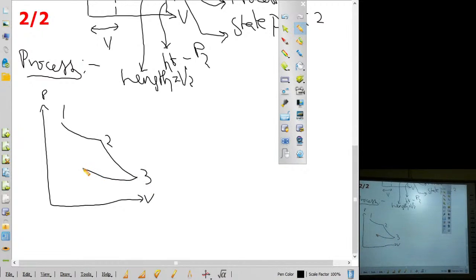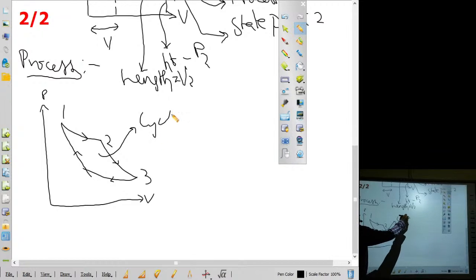After all these operations, it is a must that after some time the system should come back. After a number of processes, it will come back to its original conditions. So when the system, after undergoing a number of processes, is able to reach its original condition, it is then said to have completed a cycle.